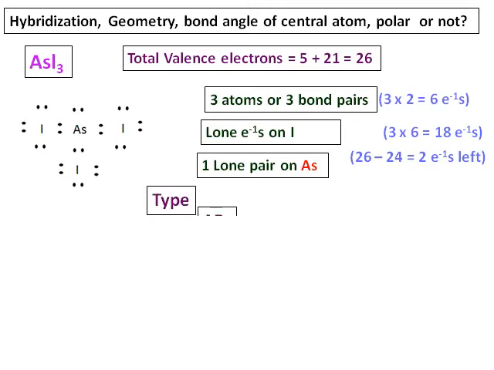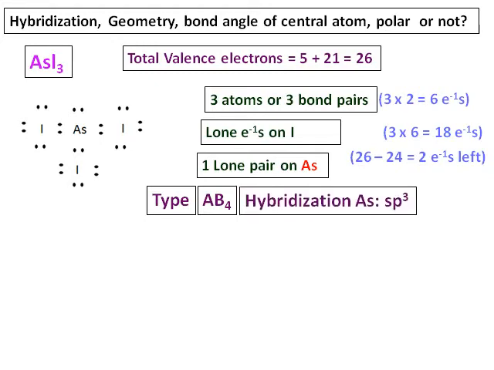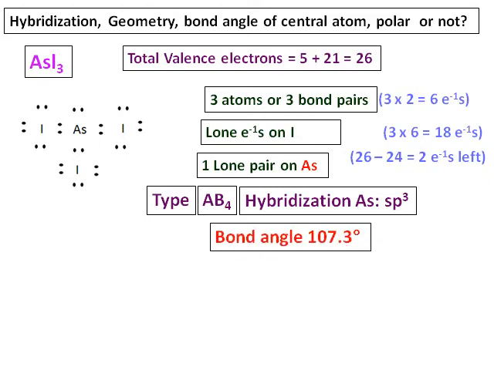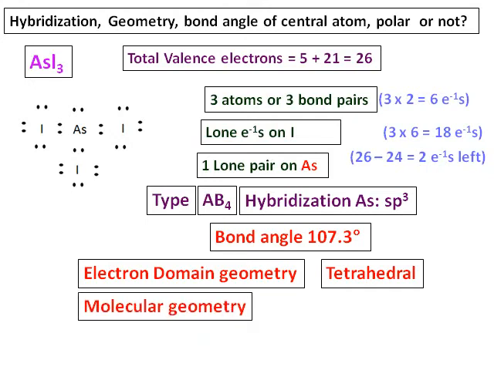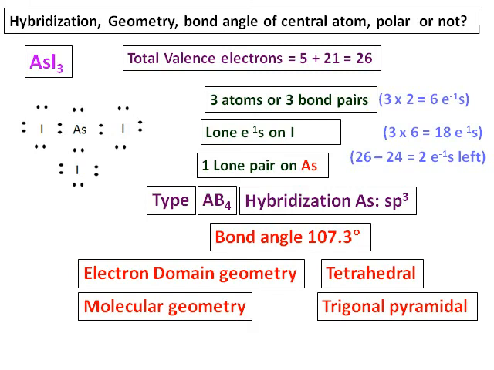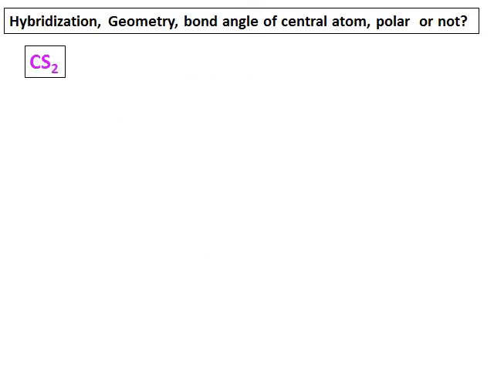3 bonds and 1 lone pair. Hence the molecule will be AB4, and AB4 means that the hybridization is sp3. The electron domain geometry, when we start predicting it, is going to be tetrahedral. The molecular geometry will be trigonal pyramidal with a bond angle of 107.3, and the molecule will be definitely polar due to the presence of a lone pair. So the next molecule we are going to do is CS2.